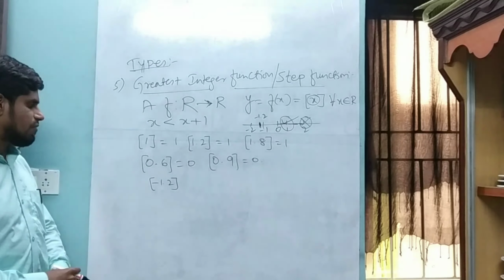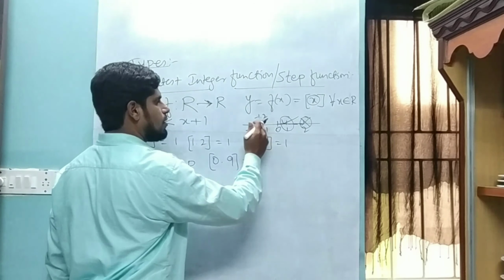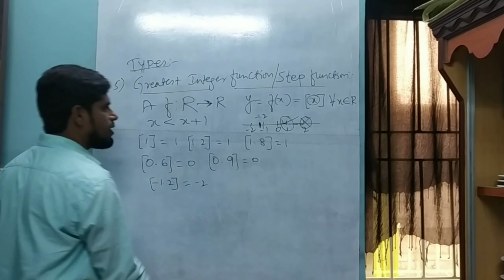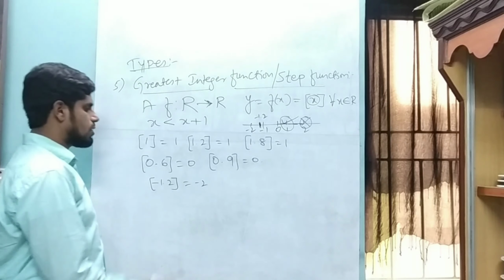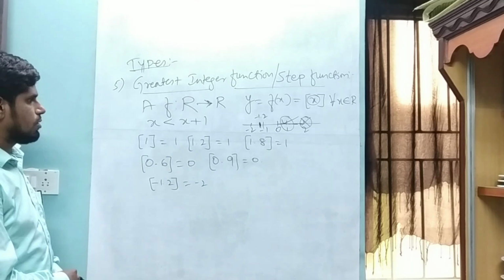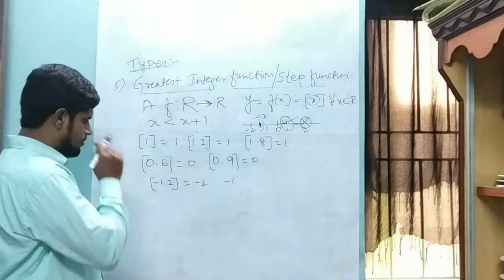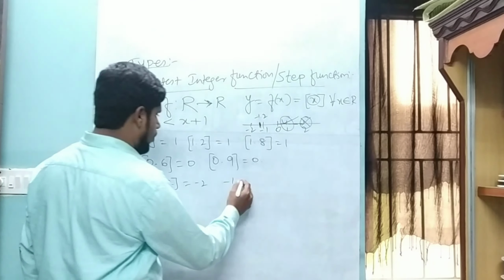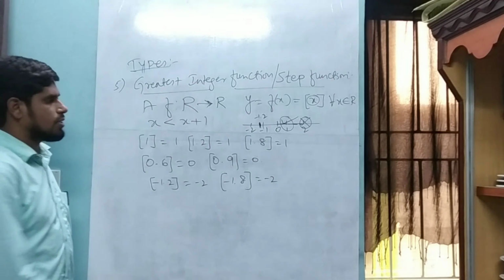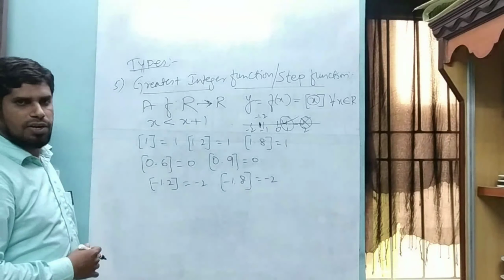So what is the greatest integer of -1.2? As I said, it never equals its next, greater value. So the answer is -2. Like that, if I put -1.8, still it is -2 because it never equals its right side value. It is going towards its left side values.